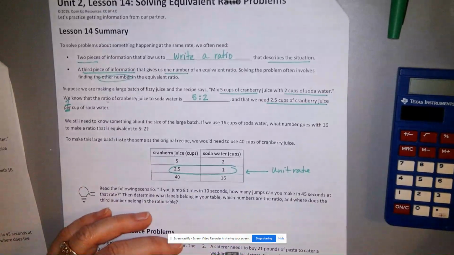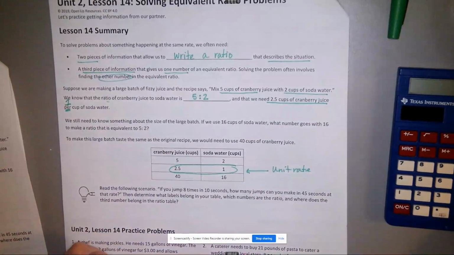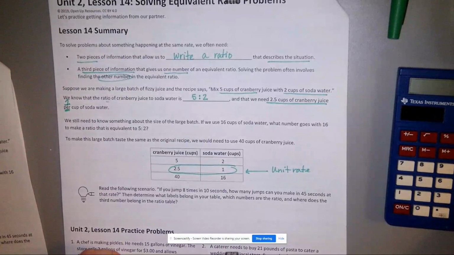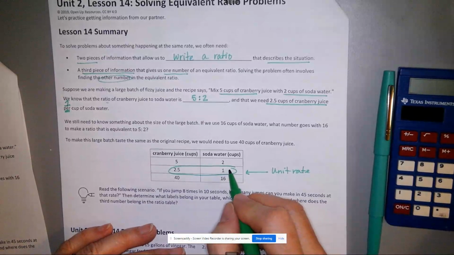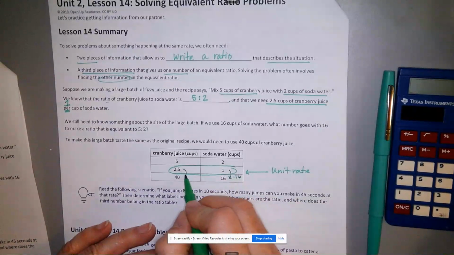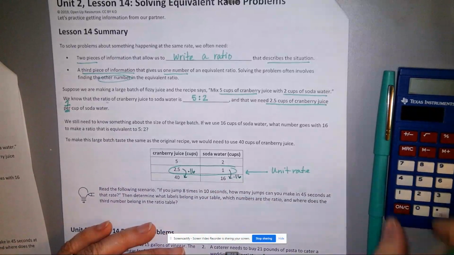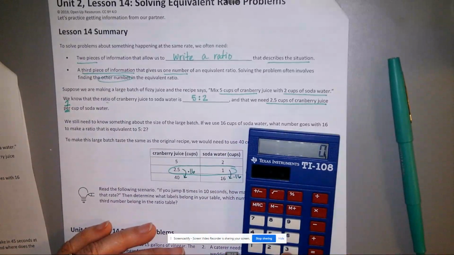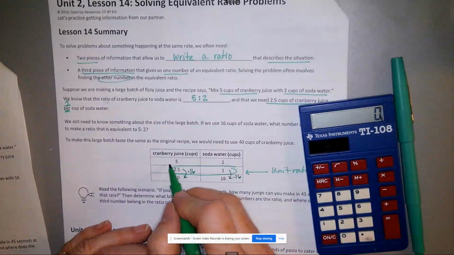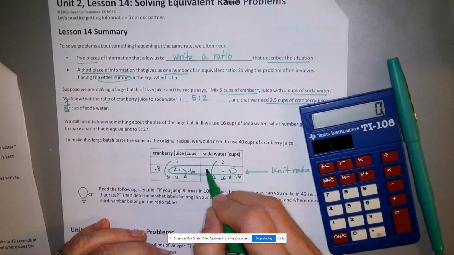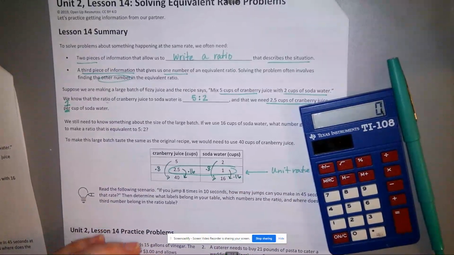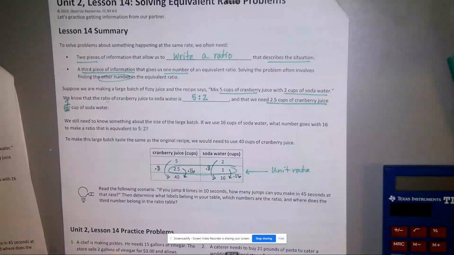We still need to know something about the size of the large batch. If we use 16 cups of soda water, what number goes with the 16? And we need to think, well, how did they get that? So you could think to yourself, well, 1 times 16, and then grab your calculator, 2.5 times 16. That gives us 40. Most of us would probably recognize this relationship. 5 times 8 is 40. 2 times 8 is 16. You're always looking for the relationship between your ratios.